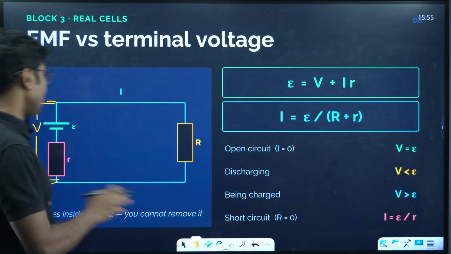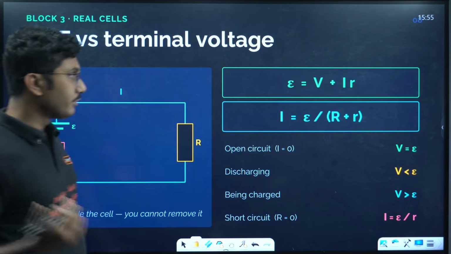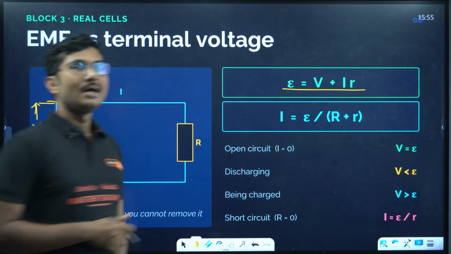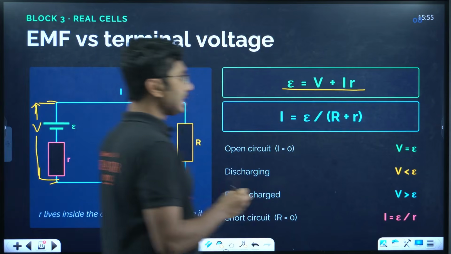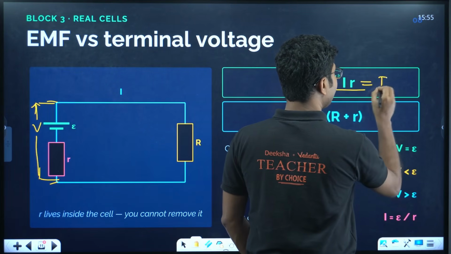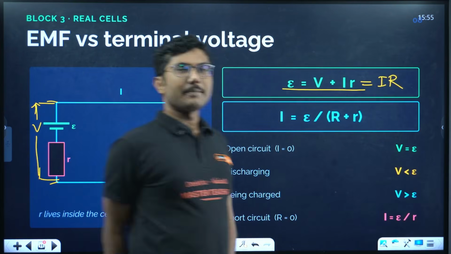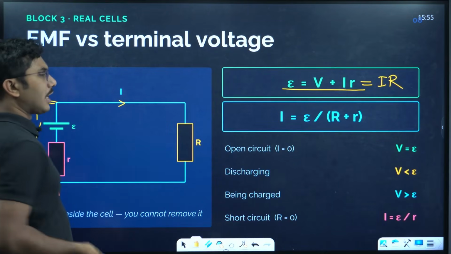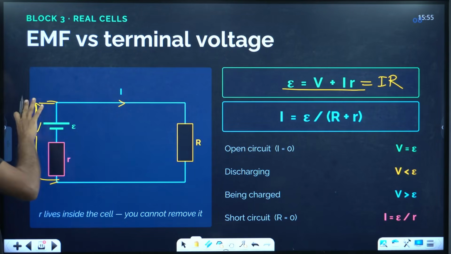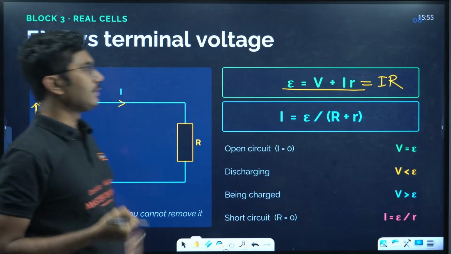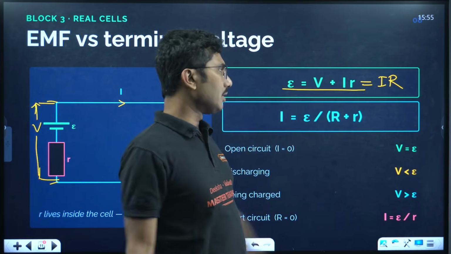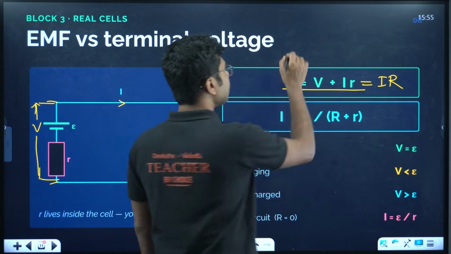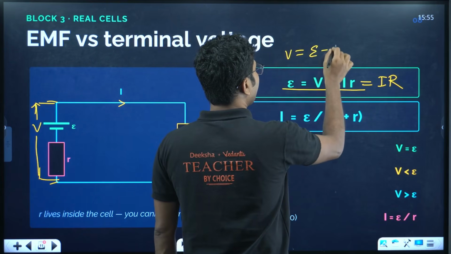That terminal voltage is given by this formula: E equals V plus capital I into small r. This can also be written as I into capital R. In some cases we might use I into capital R, so if I is known, I into R is the same as voltage. Or in some cases it will be E, the EMF, equals V plus IR. Or V, the terminal voltage, equals E minus IR.